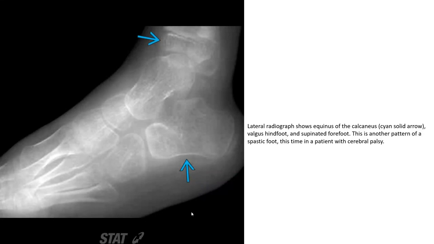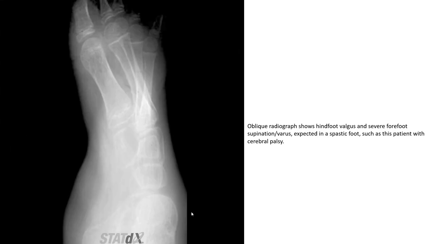This is another pattern of a spastic foot in a patient with cerebral palsy. Oblique radiographs show hindfoot valgus and severe forefoot supination, as expected in a spastic foot, such as in this patient with cerebral palsy.